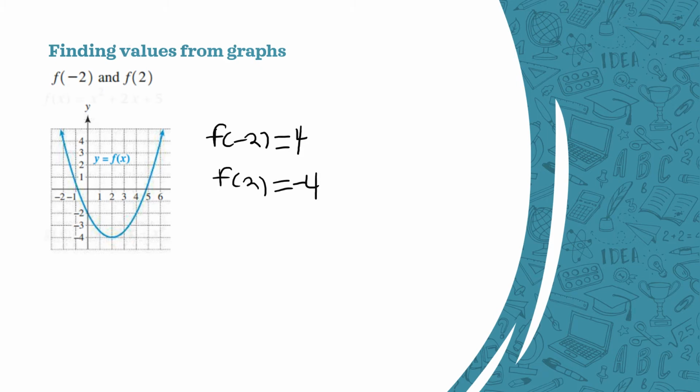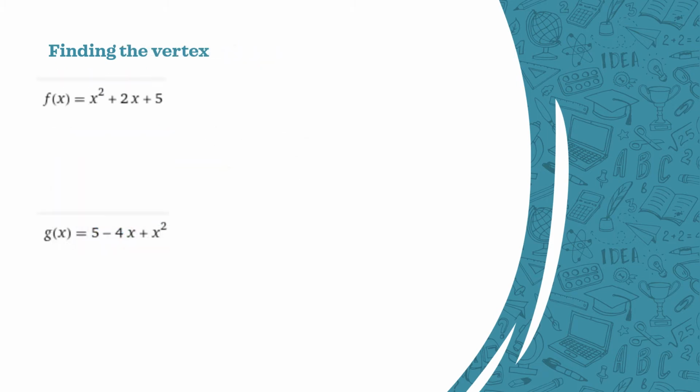And now the last thing we're going to discuss is finding the vertex of a quadratic function. So we want to use the formula x equals negative b over 2a. First off, what is my b here? It's 2, because it's always the number that goes with the x term.